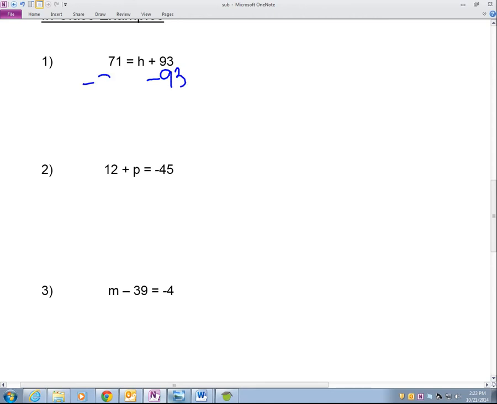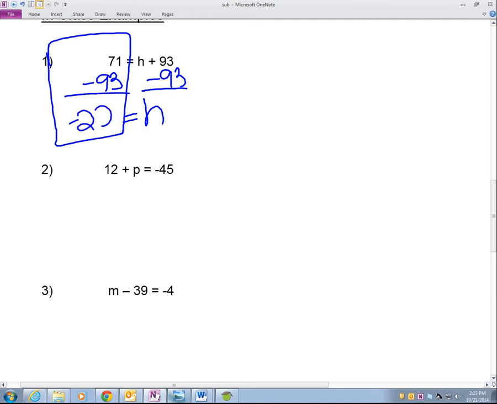Then, because we have the subtraction rule of equality, we have to have both sides of the equal sign get manipulated like that. So now we just have h on one side, and now we just have to think, what is 71 minus 93? This was last night's homework. Stearns? Negative 22 is correct.